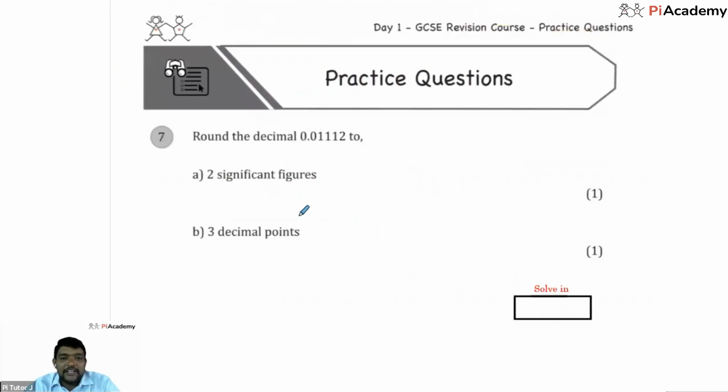Here you go. Round the decimal. This is very easy. Okay. 0.011122, two significant figures. 0.011. Yes, it is 0.011. Good. And 3 decimal points. 0.011. How about 3 decimal points if it is 0.0117?